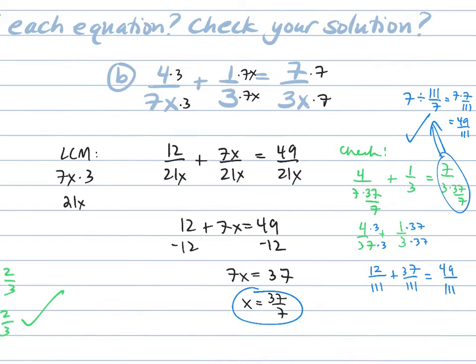And so you can see our LCM was 21x. So if you made all three denominators 21x, you only have to care about the tops, or the numerators. So 12 plus 7x equals 49. Subtract 12 from both sides to get 37, and then divide by 7. And then I checked it, and it does work. The checking was a little bit fraction heavy, but it's good practice.